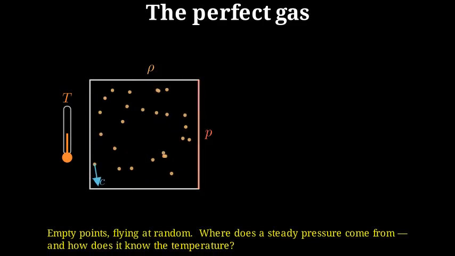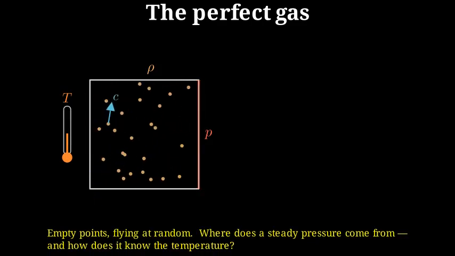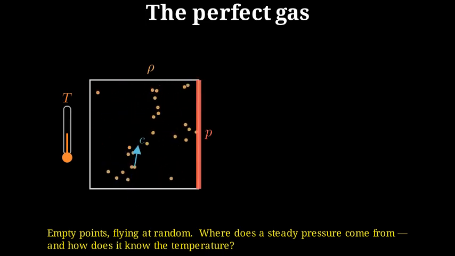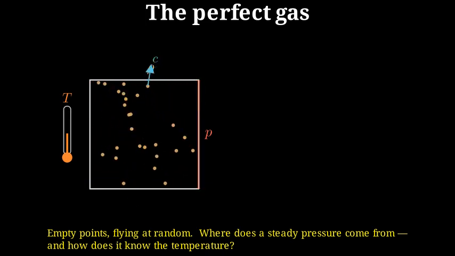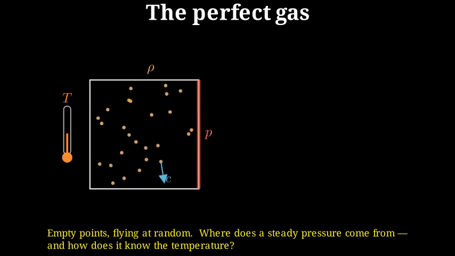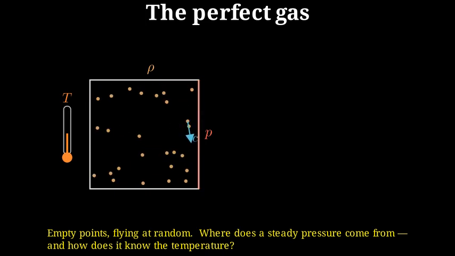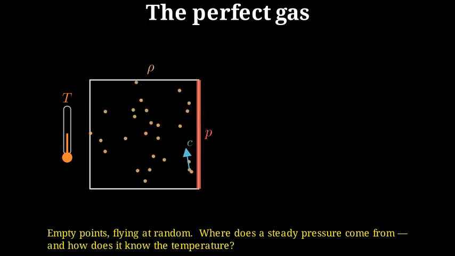So here's the puzzle. Each molecule is just a point going straight until it hits something, no plan, no order. Where does a smooth, steady pressure come from? And how could it possibly know the temperature? Let's build the link. It collapses to one clean line.